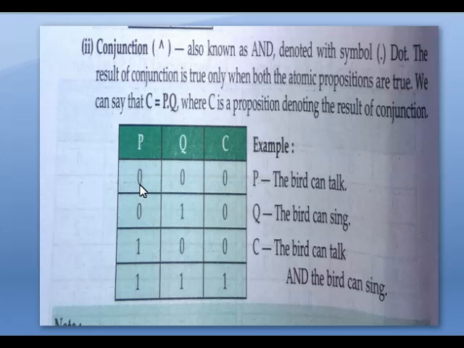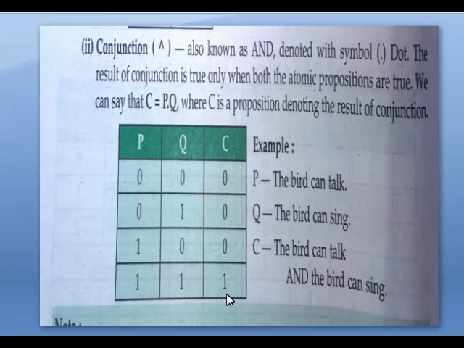So these are the two propositions P and Q. 0 0, the answer is 0. 0 1, then also the answer is 0. 1 0, 0, because if any one input is 0 or false, the output is false. If both the inputs are true, the output is true.